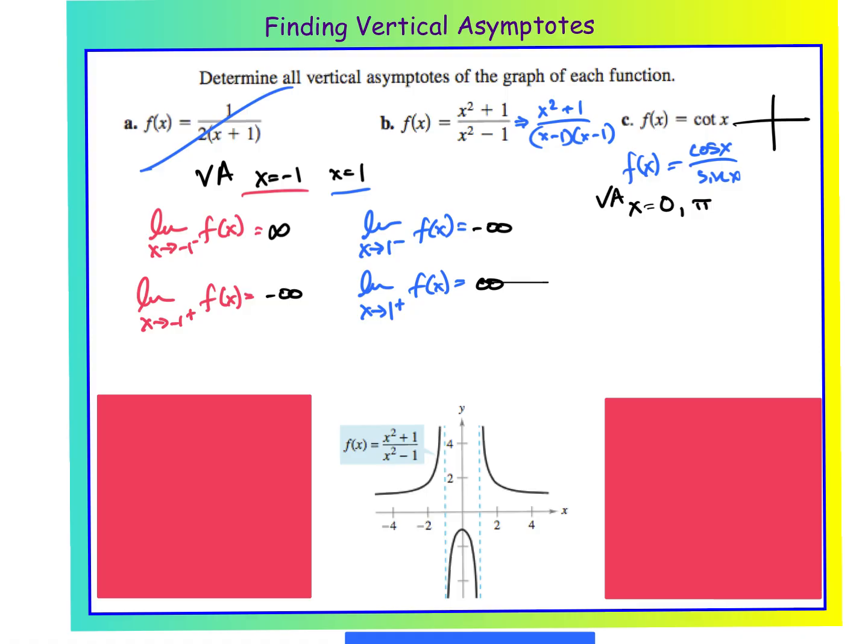I'm just going to do one of them. Are you cool with that? And I'll talk about the other one. Which one do you want to do, 0 or pi? 0. Let's do it. All right, so now I'm going to do a limit as x approaches 0 from the left, and I'm going to do a limit as x approaches 0 from the right.